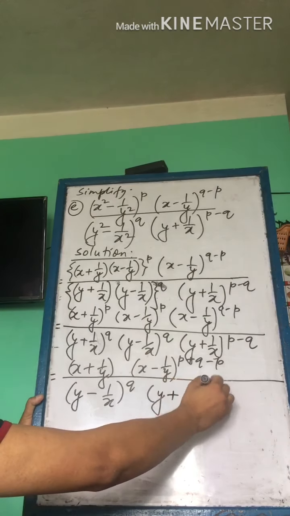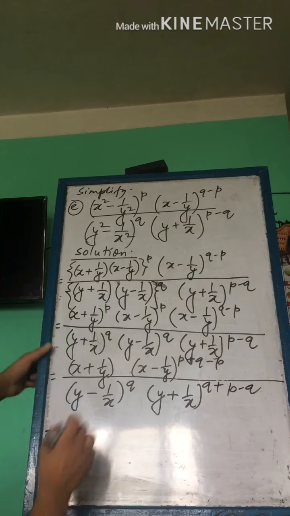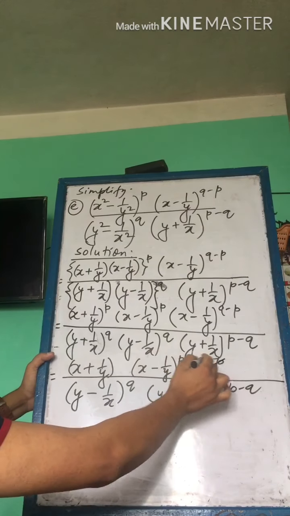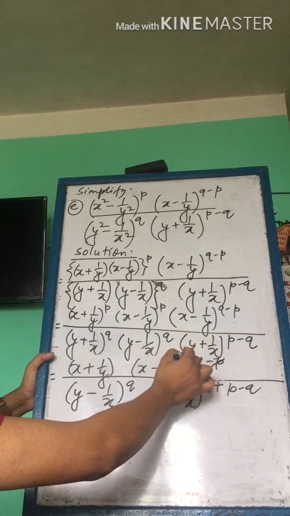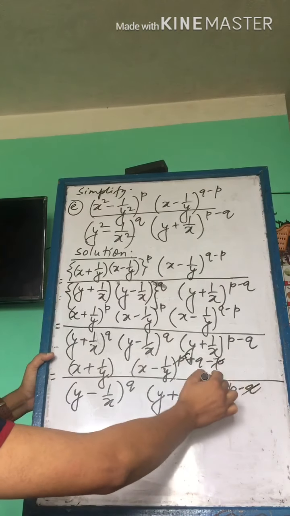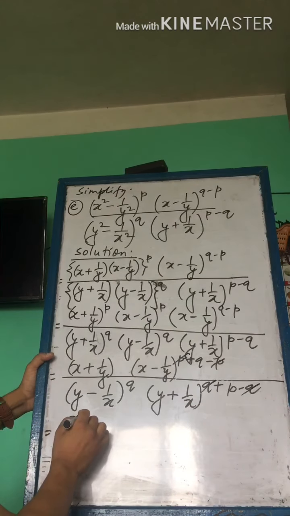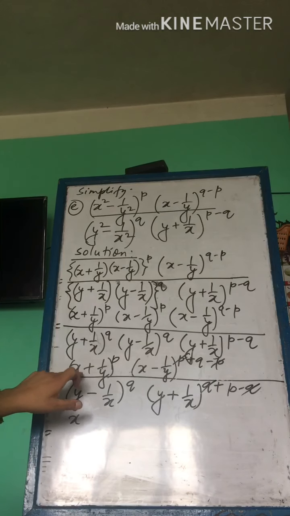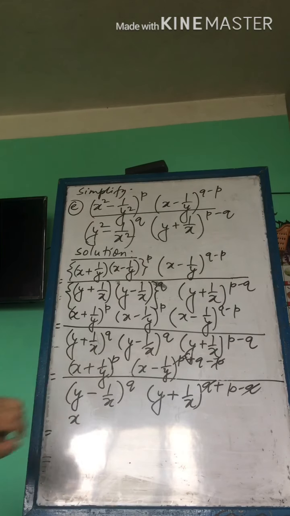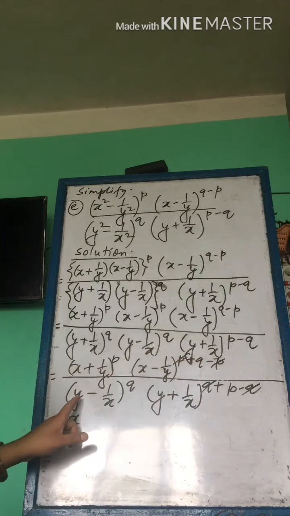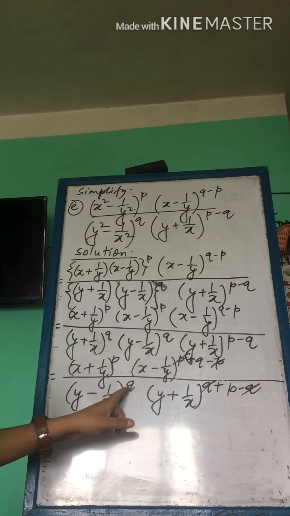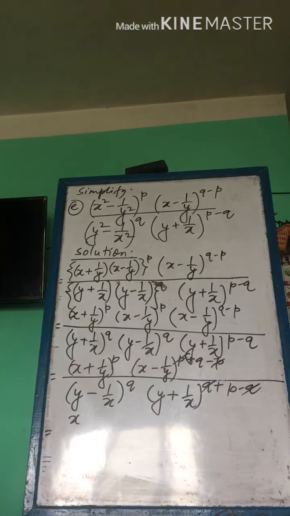Okay, now let us do it. What will be the result? This minus p and plus p will be cancelled, minus q plus q will be cancelled. What will remain? x. Sorry, where is p? p has gone. Okay. So here x plus 1 upon y whole to the power p, this y minus 1 upon x whole power q, and this is there.